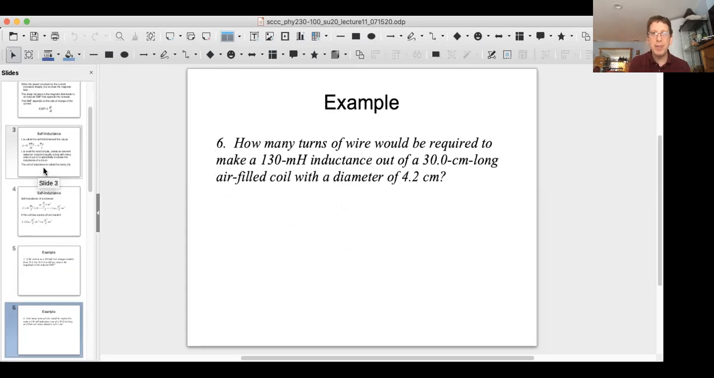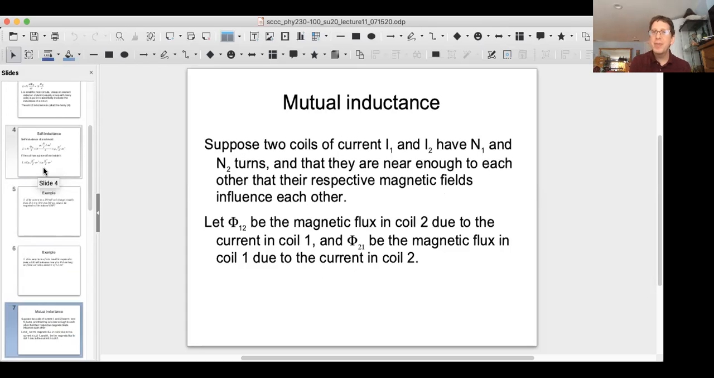And so we went through a couple of examples with that. Then we talked about mutual inductance. So two nearby coils of wire can influence each other and can induce a potential difference in each other if there's a changing magnetic flux through one.